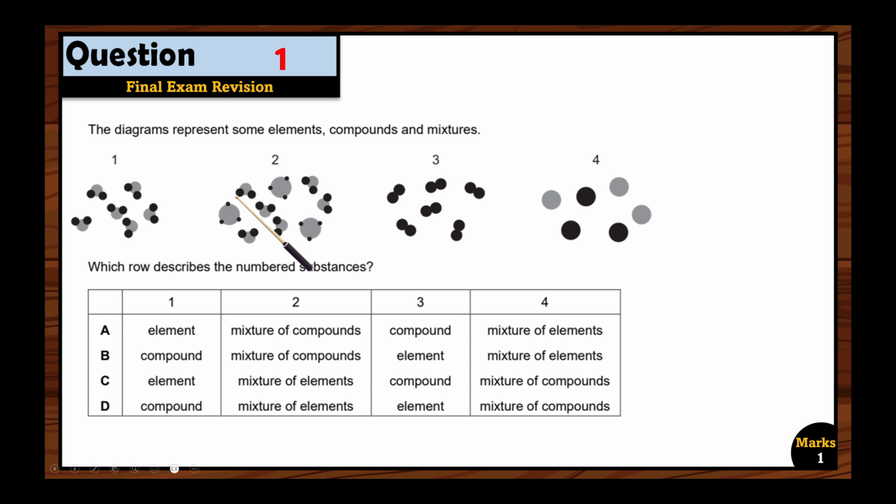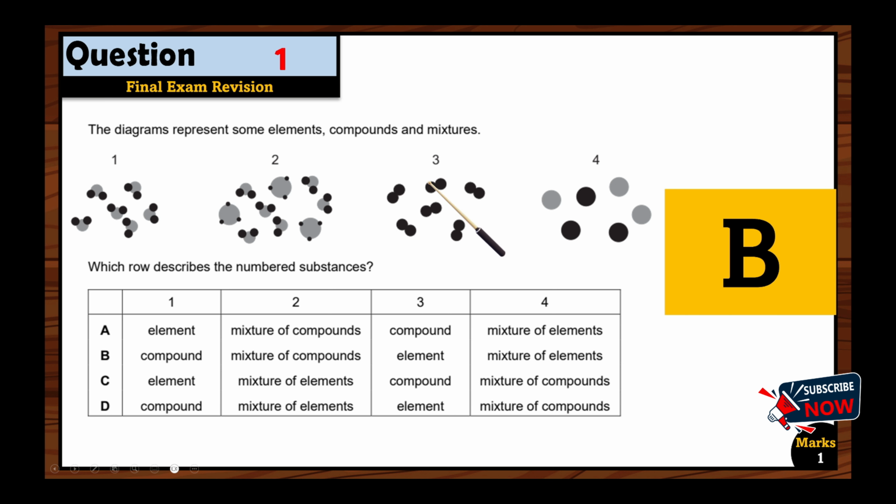Now let's see the second. In B and D, in the second one, they are still compounds, right? But these two compounds are different, so it means it's actually a mixture of compounds. So let's see whether in B or D we can find the mixture of compounds. Yes, in B we have a mixture of compounds. It means option B is right.